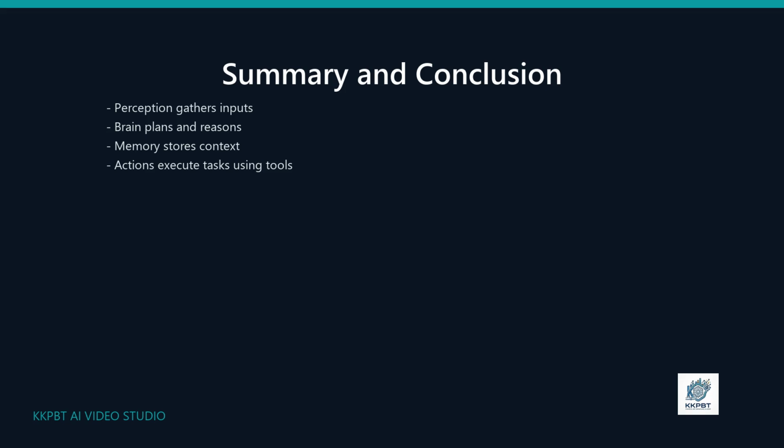To recap, basic AI agent architecture relies on four key parts: perception for gathering inputs, the brain for planning, memory for holding context, and actions for using tools. Combined with a continuous feedback loop, agents can solve complex tasks automatically.